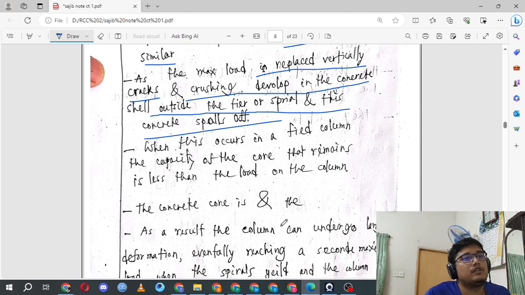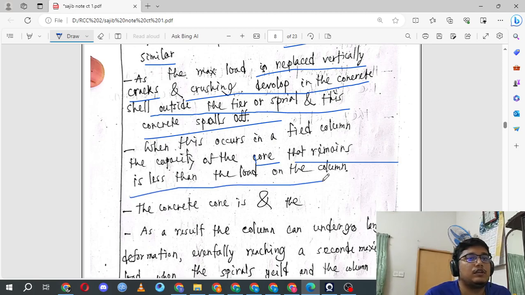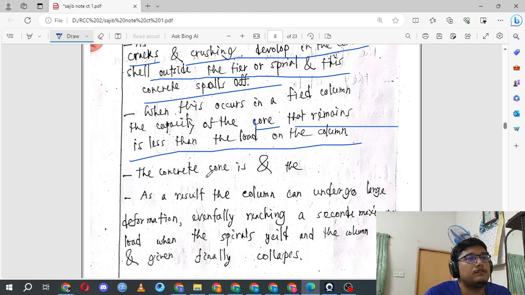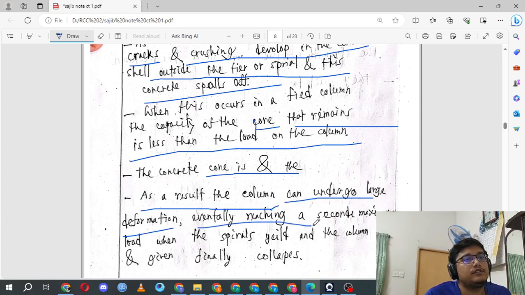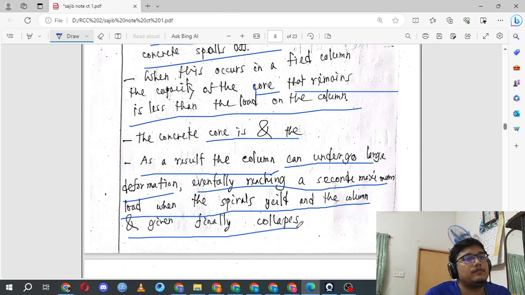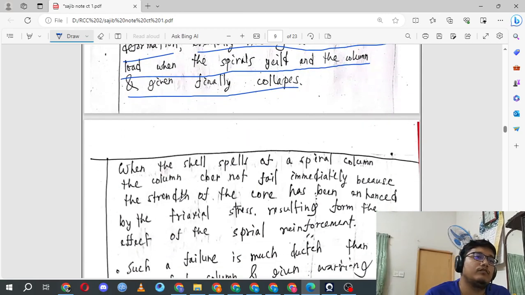When this occurs in a tied column, the capacity of the core that remains is less than the load on the column. The concrete core is crushed, and as a result the column can undergo large deformation, eventually reaching a second maximum load when the spirals yield and the column finally collapses.